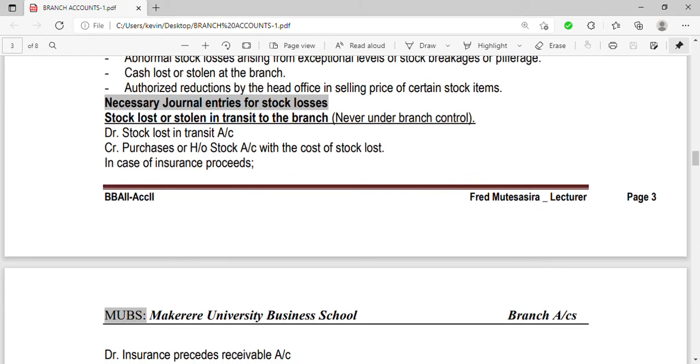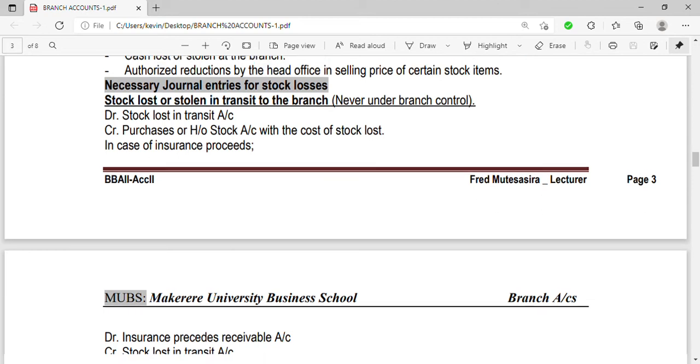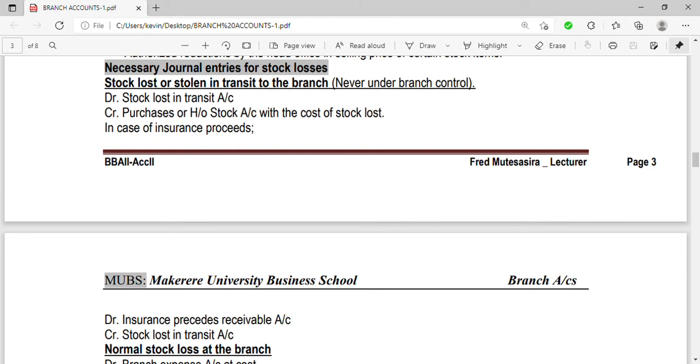Stock lost or stolen in transit to the branch, never under branch control. Here, when stock is lost in transit to the branch, we debit the stock lost in transit account, because it's regarded as an expense, and an expense is increased by debiting. So we debit the stock lost in transit account, and we credit the purchases or head office stock account with the cost lost.